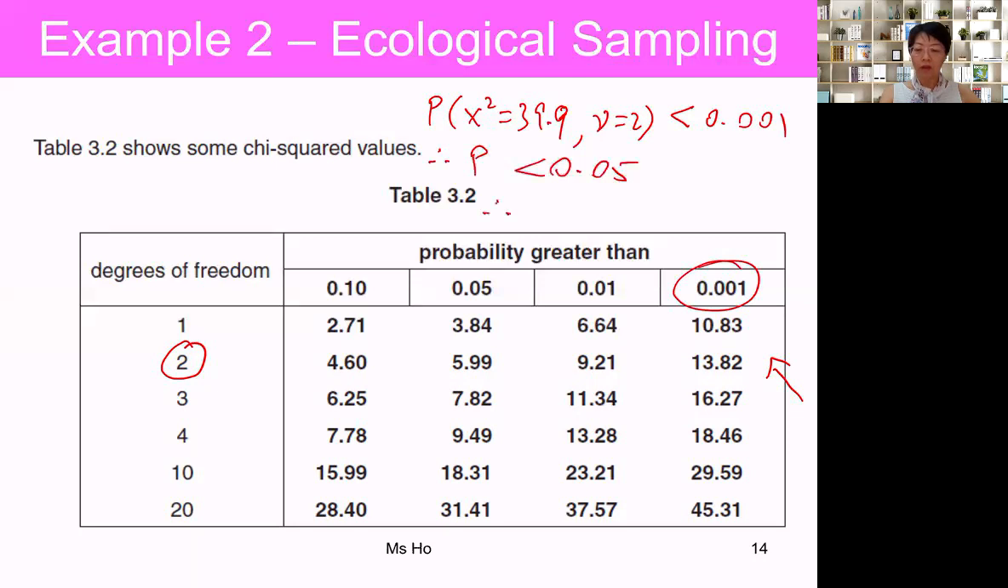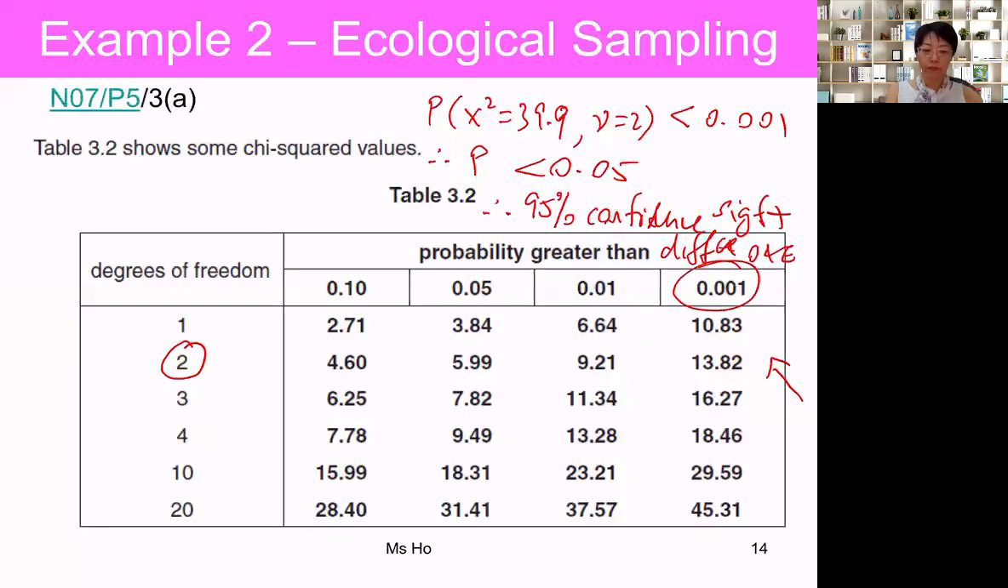So therefore, you got 95% confidence that there's a significant difference between O and E. So you need to write what is your O, what is your E. Okay. So there's a significant difference between grazing versus non-grazing on the population size of the moth. So you need to write in full, okay, when there's a case study given to you.